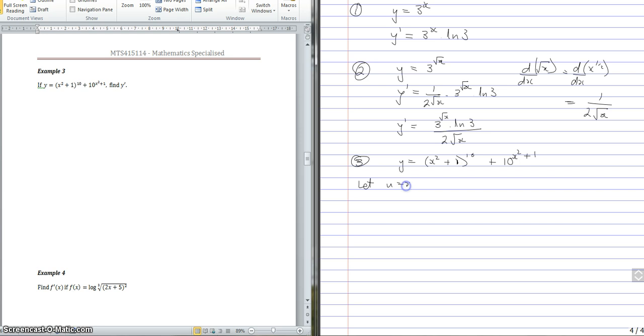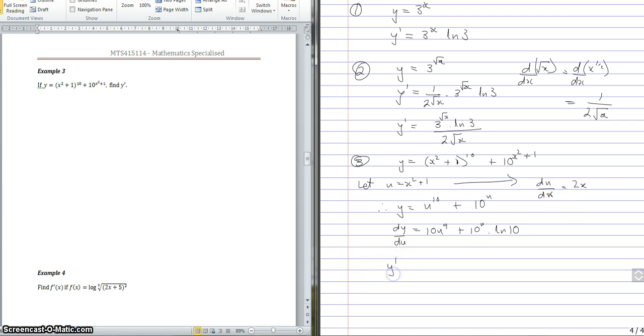We could let u equal x squared plus 1, and so y equals u to the 10th power plus 10 to the u. So then differentiating that, dy du is going to be 10 u to the power of 9 plus 10 to the power of u times the natural log of 10. And then of course differentiating u with respect to x, we have 2x. We need to multiply them together then.